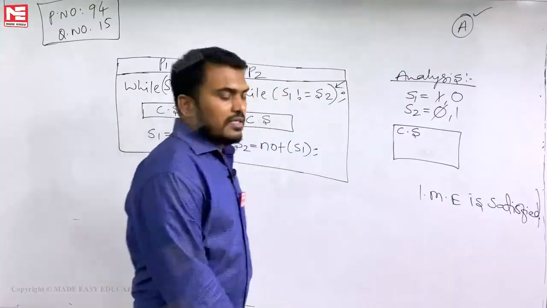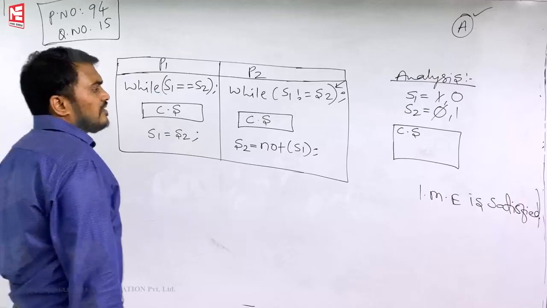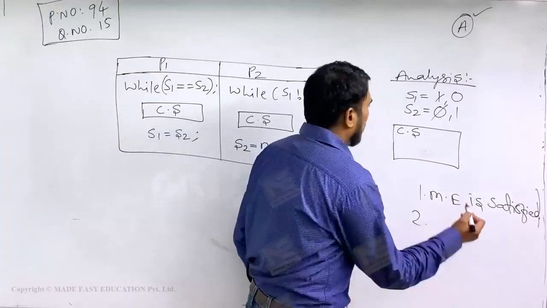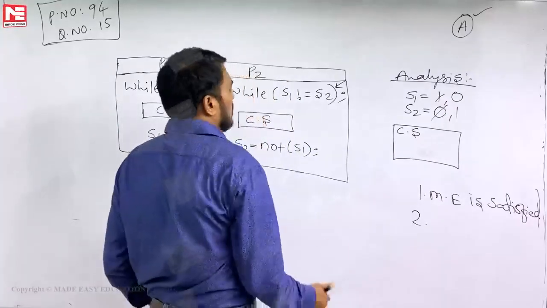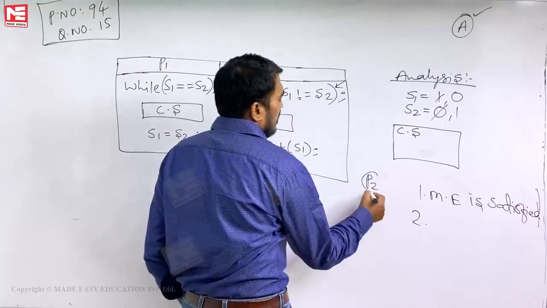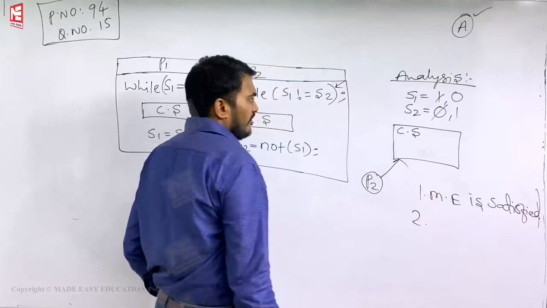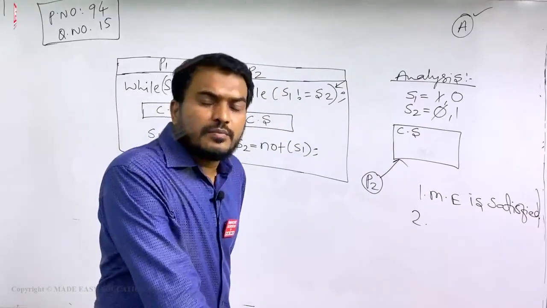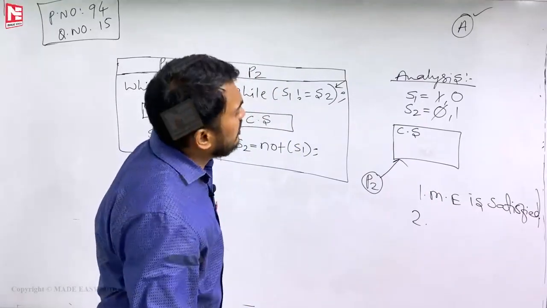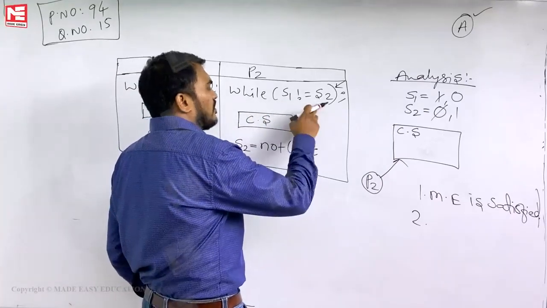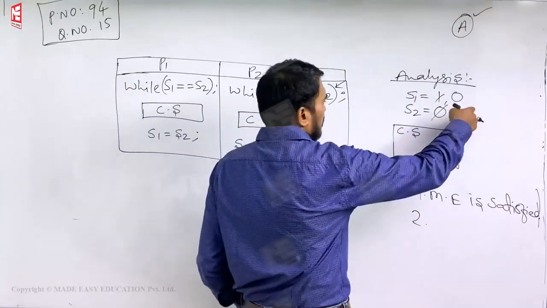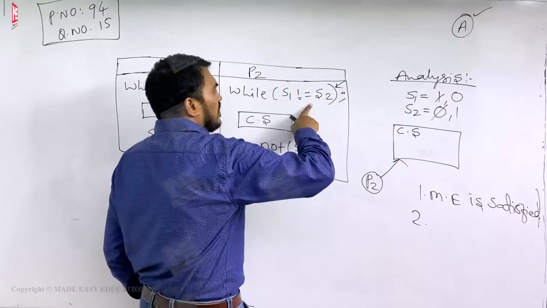Right. So next, now coming to the second condition. Now look at here. Now critical section is free. Nobody is there in the critical section. Now, after some point of time, P2 is trying to enter. Check करो P2 अभी जाना चाह रहा है तो जा पाएगा नहीं जा पाएगा. So while S1 not equal to S2, S1 value 0, S2 value 1. So 0 not equal to 1.